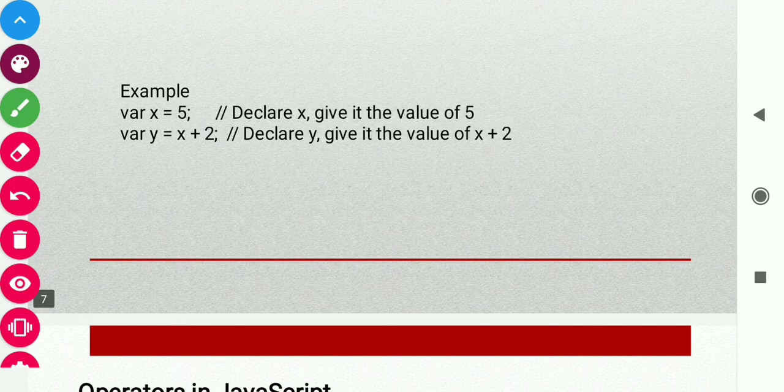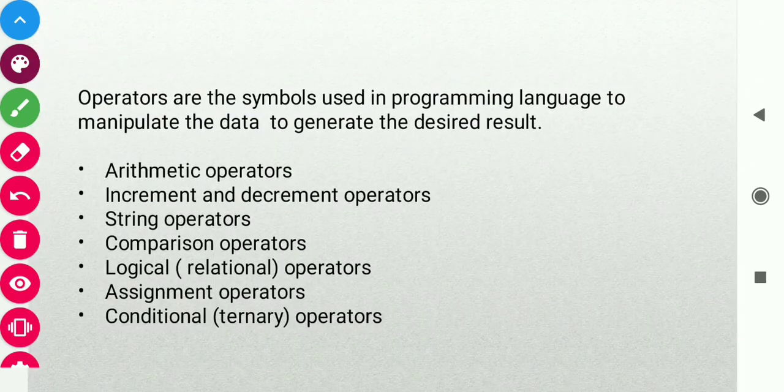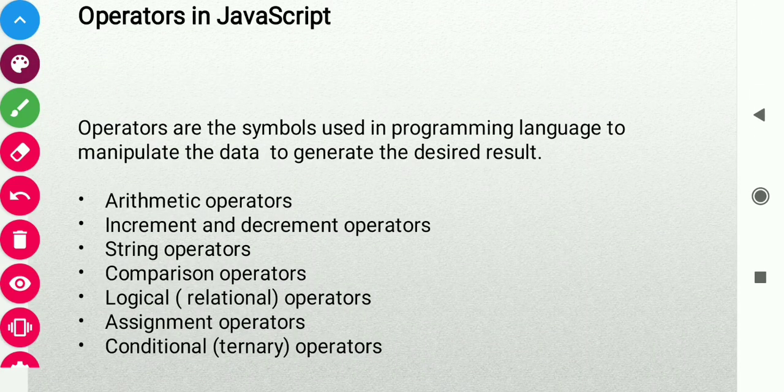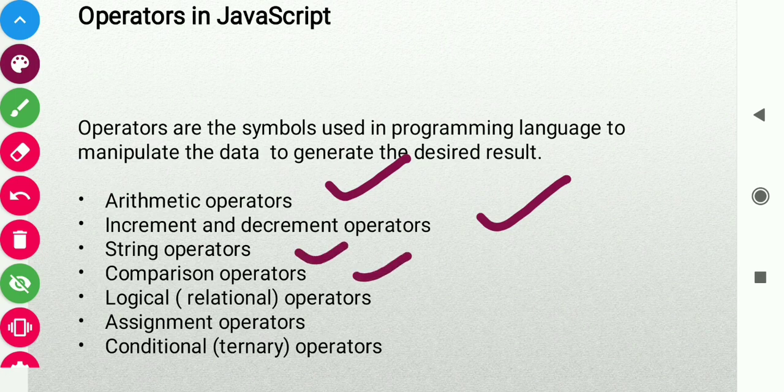So next we will see operators in JavaScript. Operators are the symbols used in a programming language. As we know, friends, every programming language has its own alphabets, own syntax, own operators. So operators here will manipulate the data, work on the data to generate the output. Here we have arithmetic operators, increment or decrement operators, string operators, comparison operators, logical operators, assignment operators, and conditional operators.